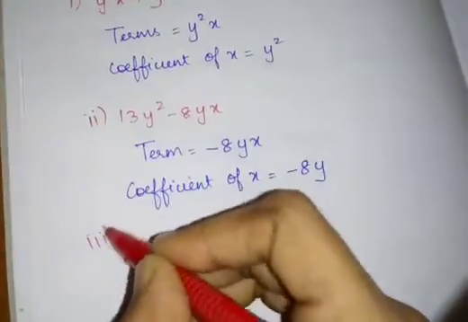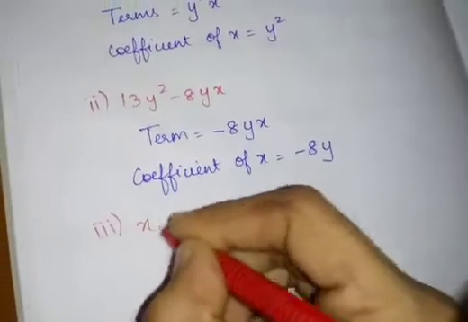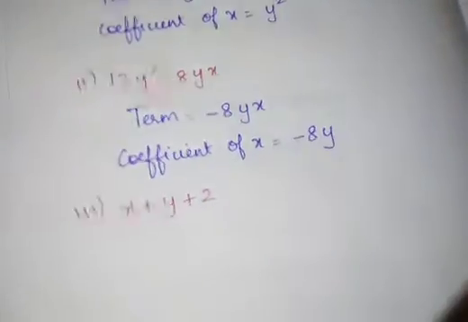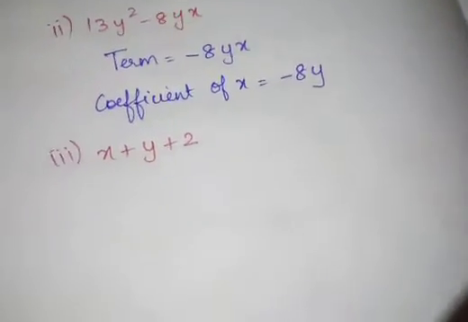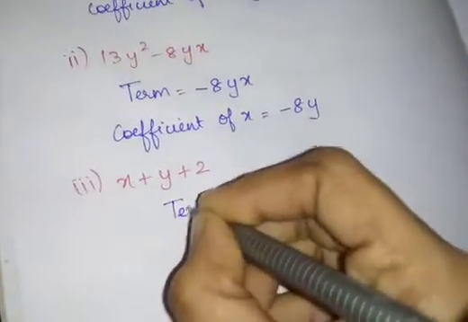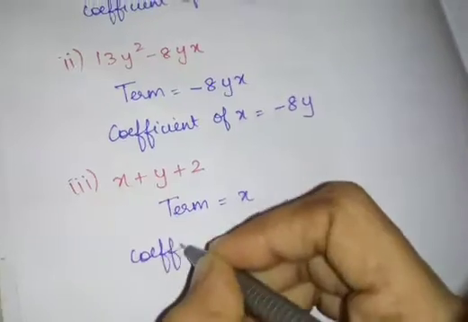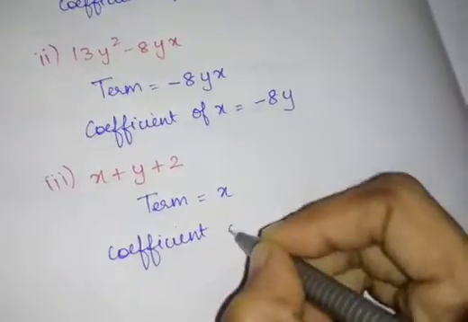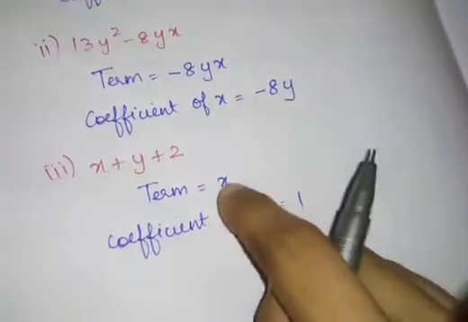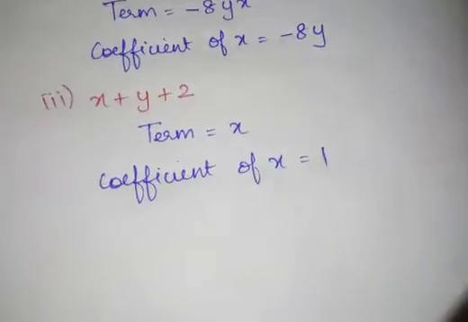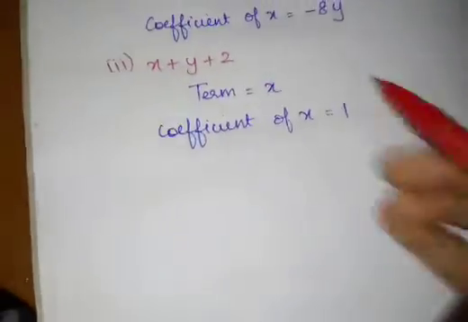Third subdivision, right? Next is your third problem. X plus y plus 2. So in this, which term will you include? X, because that only is having x. So the term is x. What is the coefficient of x, children? 1, because no number is there in between. So the coefficient of x is 1.